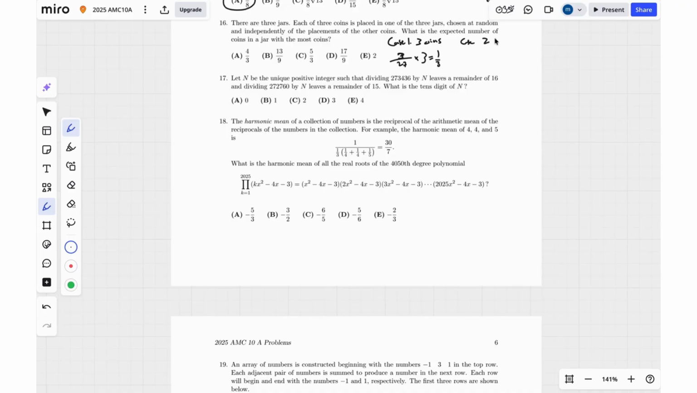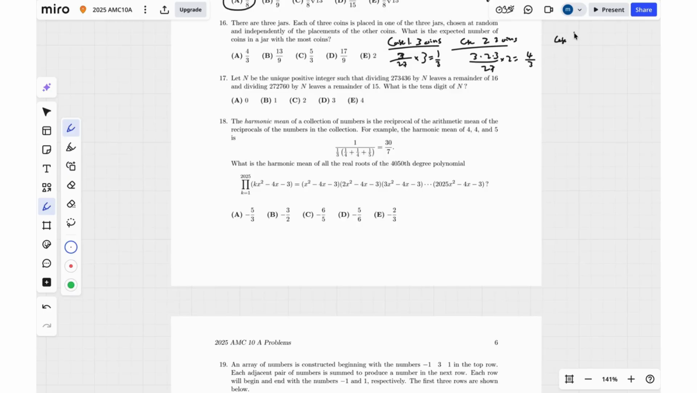Case 2, 2 coins. Here we have 3 ways of choosing the jar that gets 2 coins, 2 ways to choose a jar that gets 1 coin, and then 3 ways to choose the coin that's in the jar with 1 coin. And this is all over 27, and this is times value, which is 2, to get 4 over 3.